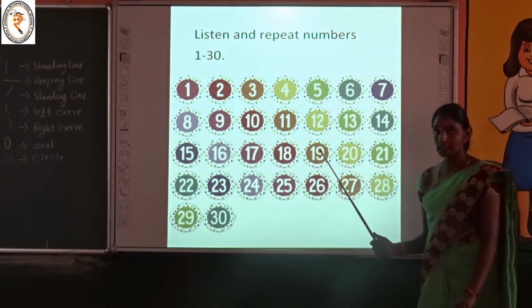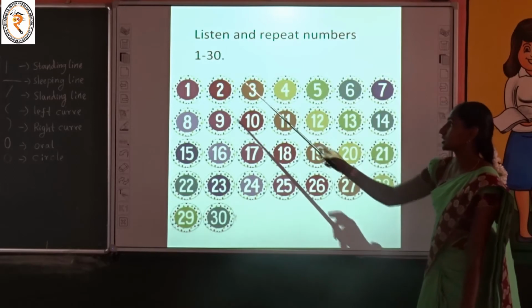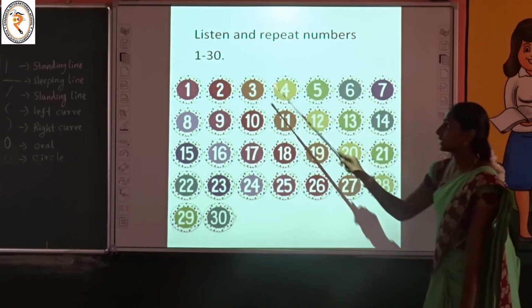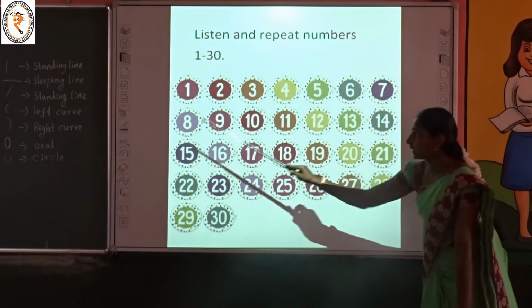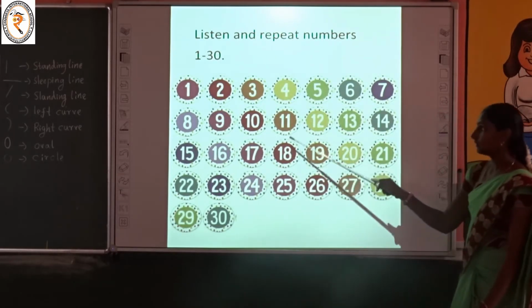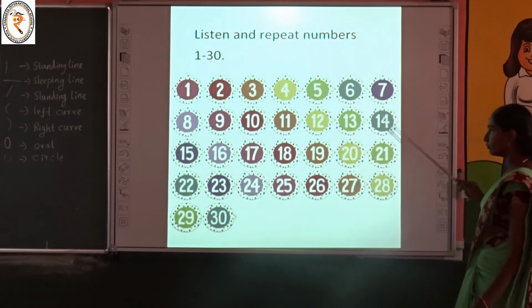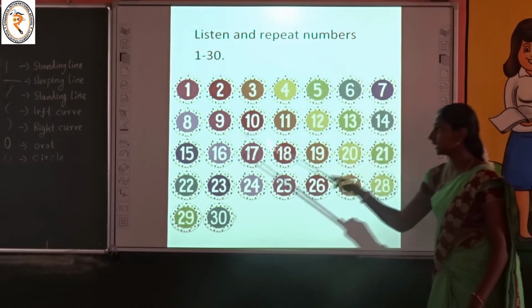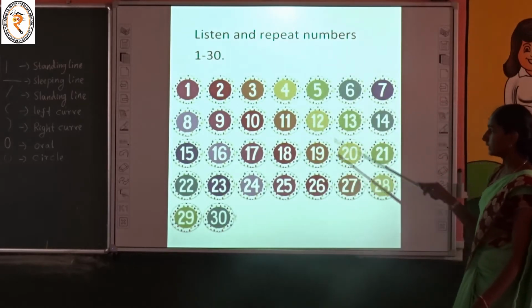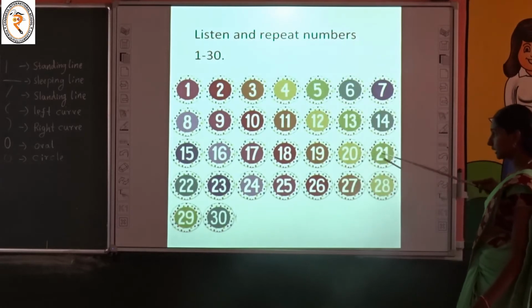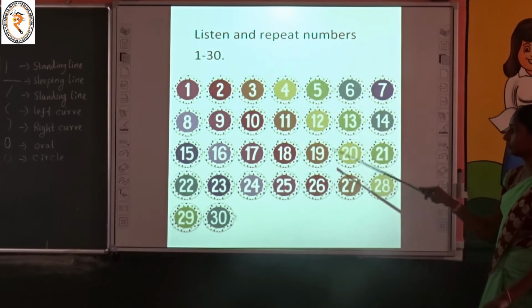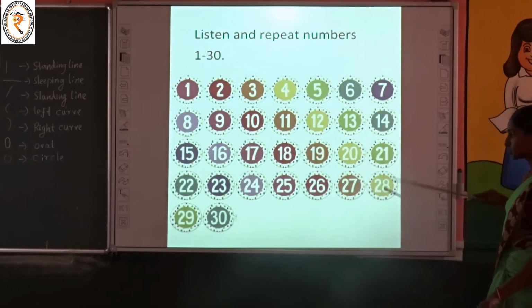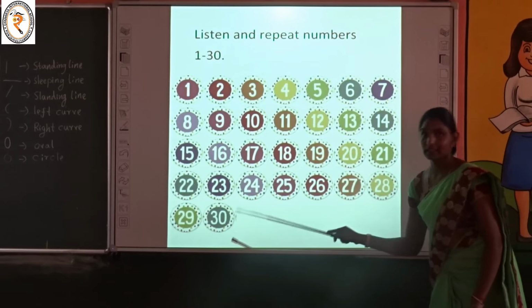Shall we read it once again? Yes, read it with interest. Okay. 1, 2, 3, 4, 5, 6, 7, 8, 9, 10, 11, 12, 13, 14, 15, 16, 17, 18, 19, 20, 21, 22, 23, 24, 25, 26, 27, 28, 29 and 30.